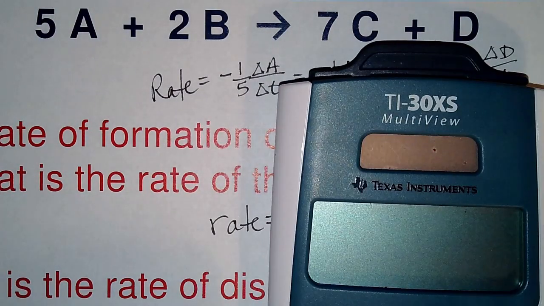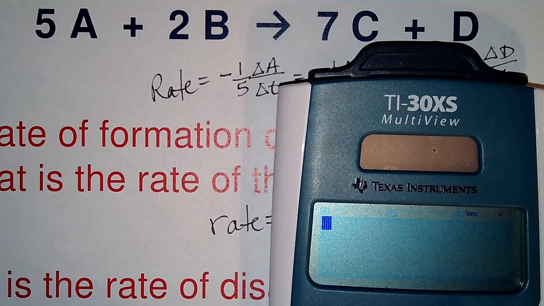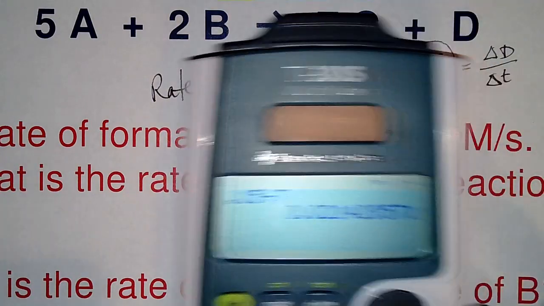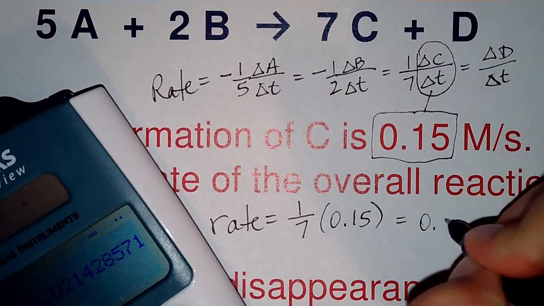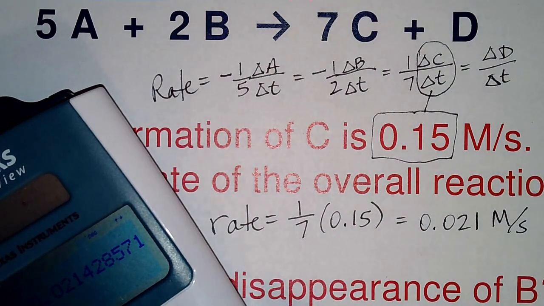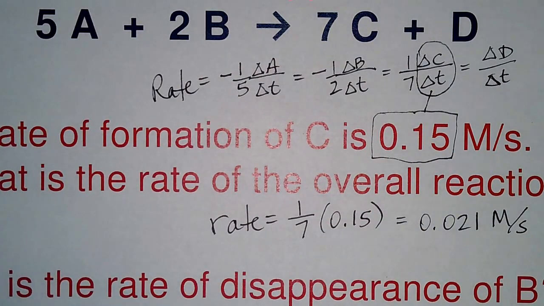Alright, so if we look at our calculator then, 0.15 divided by 7 is 0.021 moles per liter per second. Because we're making 7 moles of C every time the reaction runs, the overall rate of the reaction is 1/7 of the rate of C production.